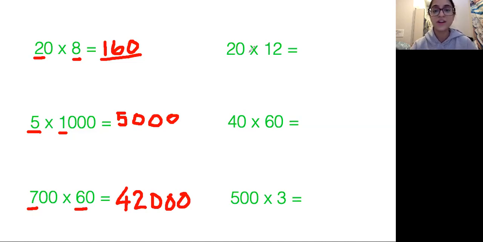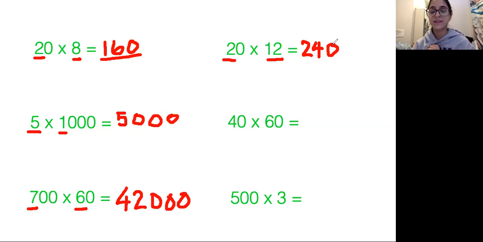So here you have 20 times 12. Again, ignore the 0. 2 times 12. You don't take the 1 and the 2 separately and start multiplying 1 times 2. No, it's 2, that's your first number, ignoring the 0, and the second number is 12. So what's 2 times 12? 24. And then how many zeros do you see? Just 1. So you add 1 zero. 20 times 12 is 240.